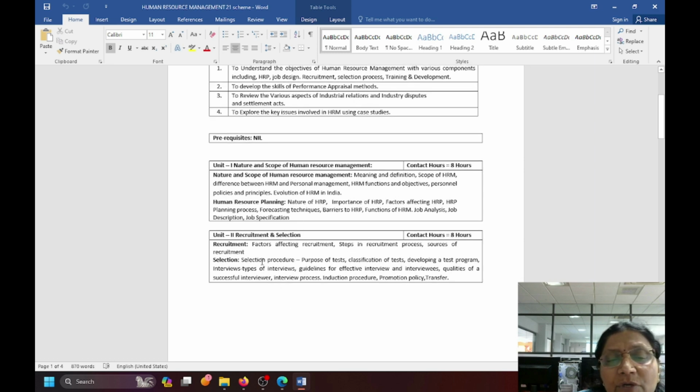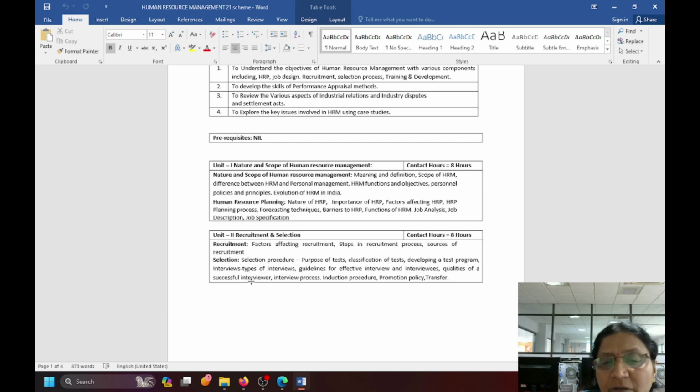So here you are going to learn the factors that are affecting recruitment, the steps in the recruitment process, the procedural steps we need to follow to recruit the employees for the organization, and the sources of recruitment that are available. The later part is the selection process. The recruitment process consists of all these steps, and then comes the selection process.